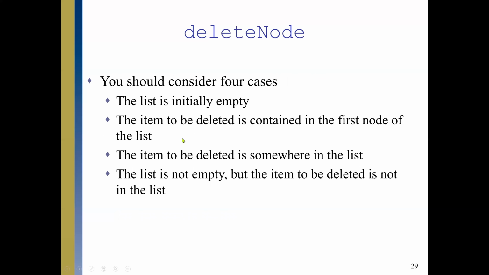Then you should consider 4 cases if you want to do a delete node also. Here we say the list either is initially empty, or the item to be deleted is contained in the first node of the list, or the item to be deleted is somewhere in the list. The list is not empty, but the item to be deleted is not in the list. So we consider again: the list is empty, or the list is not empty but the item we want to delete is not in the list, or the item to be deleted is contained in the first node, or it's contained somewhere in the list.